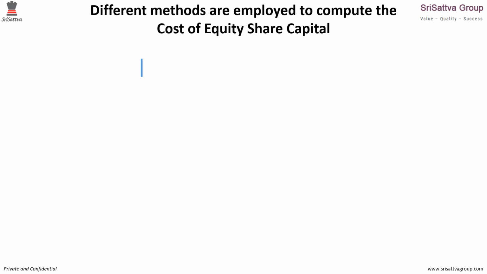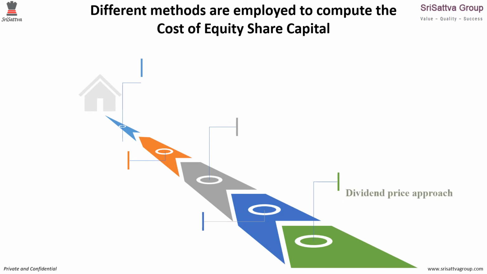Different methods are employed to compute the cost of equity share capital. If dividend is expected to be constant, then the dividend price approach should be used. If earning per share is expected to be constant, then the earning price approach should be used.